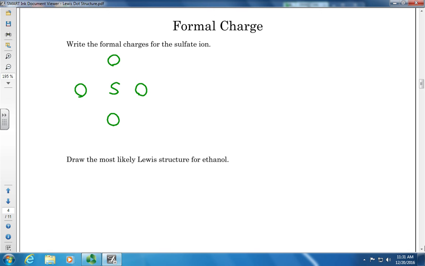Now, we need to figure out how many valence electrons we have. Sulfur is in group 6, so it has 6 valence electrons, as does oxygen, plus there's 2 extra, so we have 6 plus 4 times 6 plus 2. That's going to give us 32 total valence electrons that we have to account for when drawing the Lewis structure.